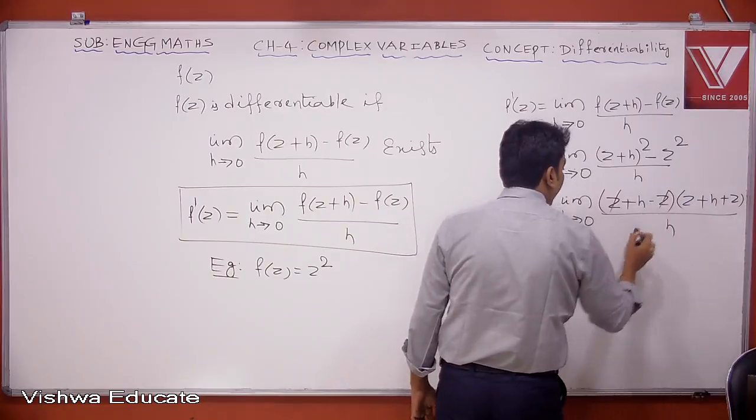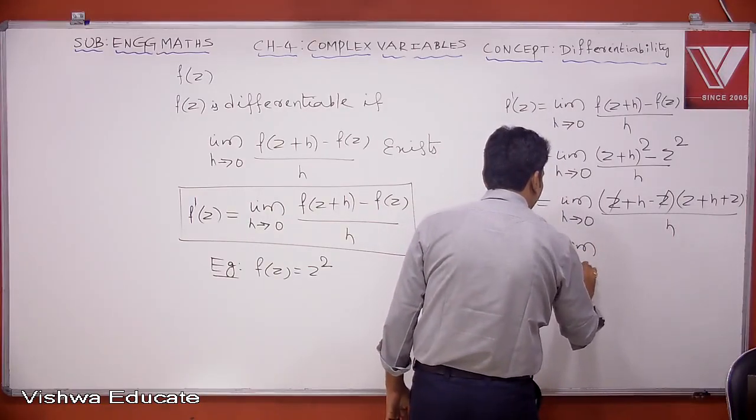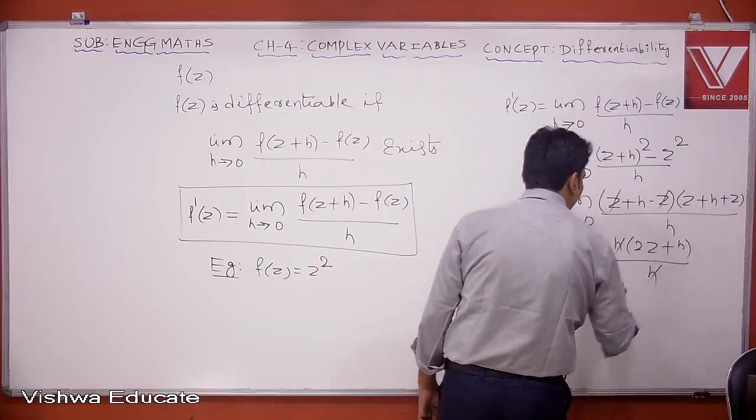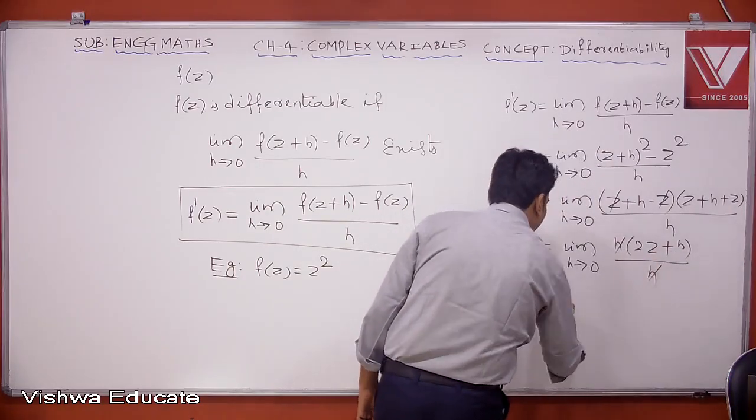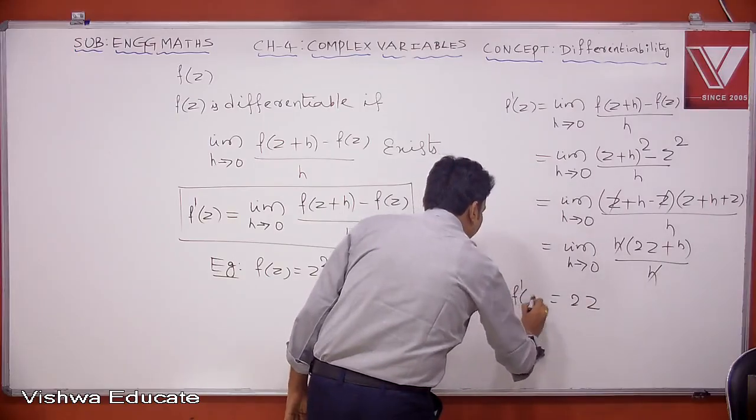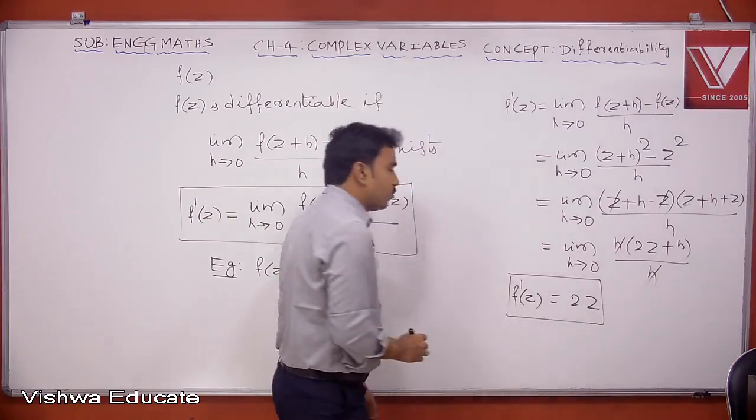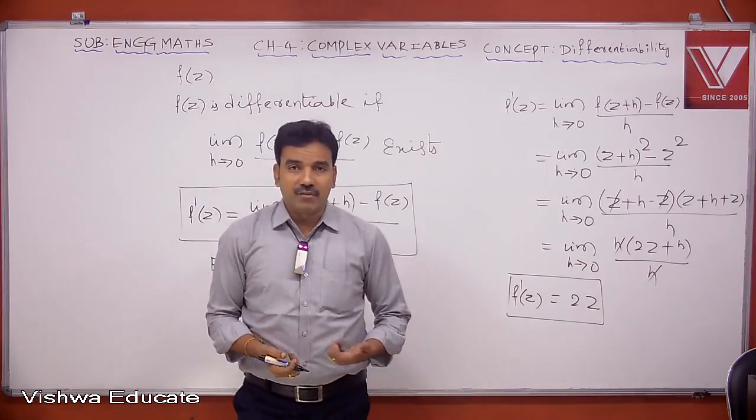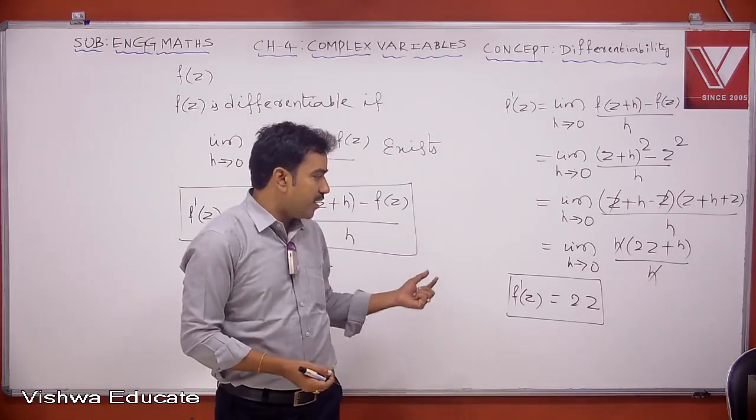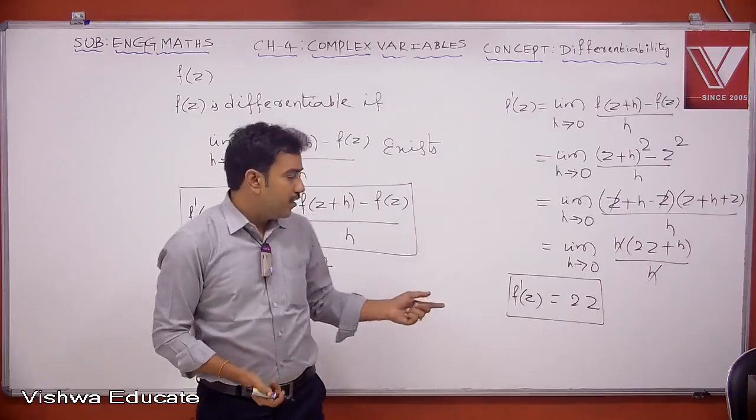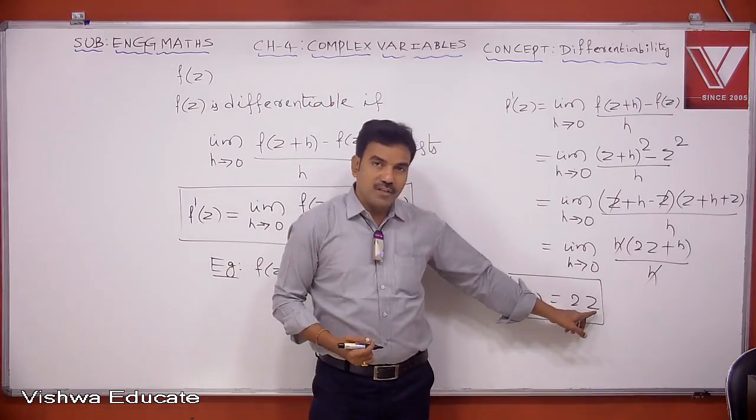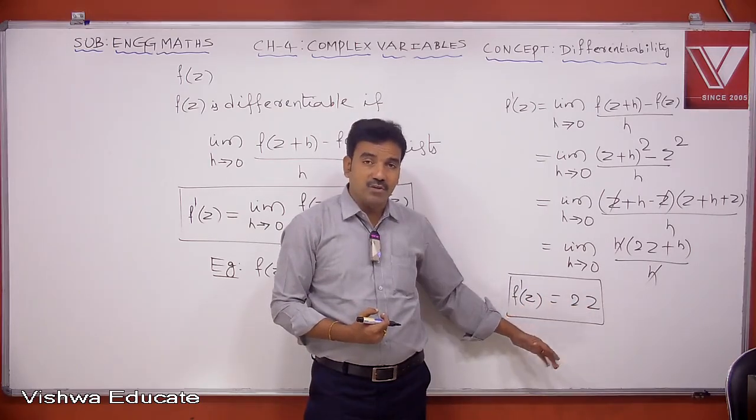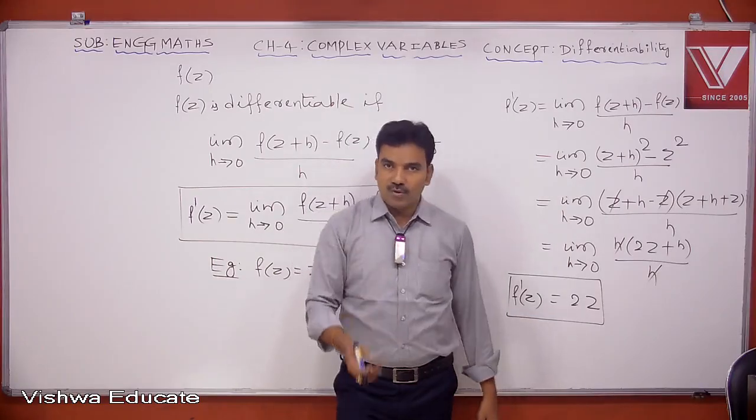This z will be cancelled. So, we get limit h tends to 0, h into 2z plus h divided by h. H and h will cancel. Therefore, replace h by 0, you will get 2z. Therefore, in this case, the derivative of z square is exactly 2z. Just like real variable. If f of x is x square, then its derivative becomes 2x. The same result you are getting even for complex variable also. Okay. So here we got the derivative of f in terms of z only. We didn't find derivative at a particular complex value, but at a general complex number. Okay. Note these points.